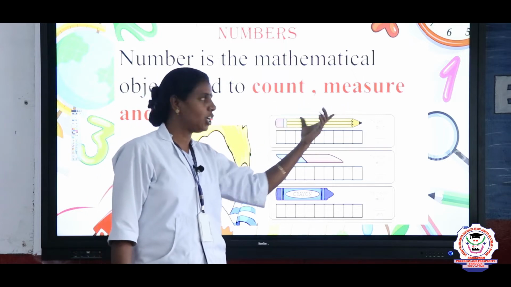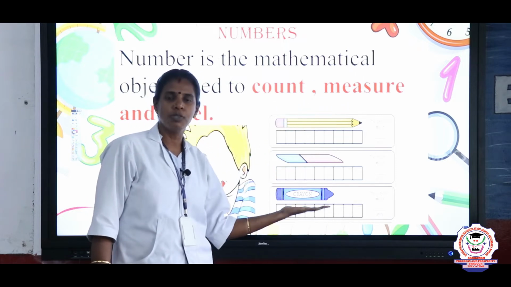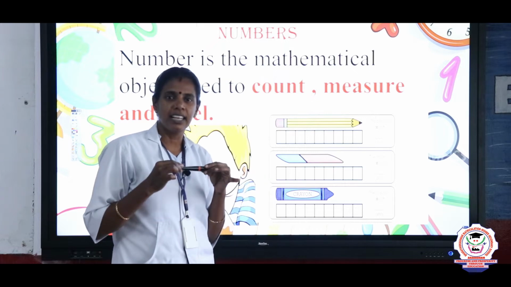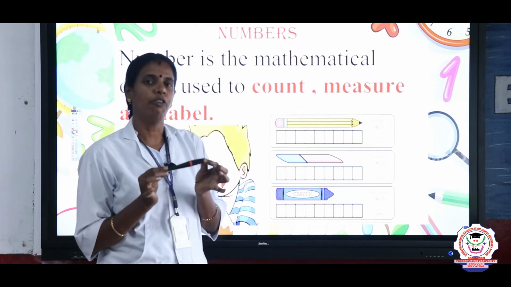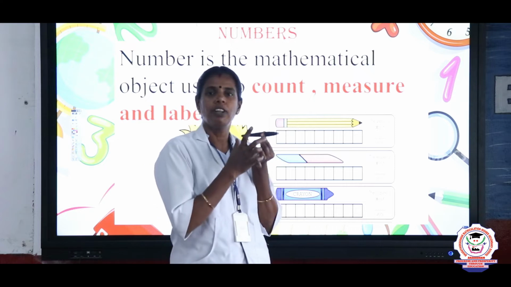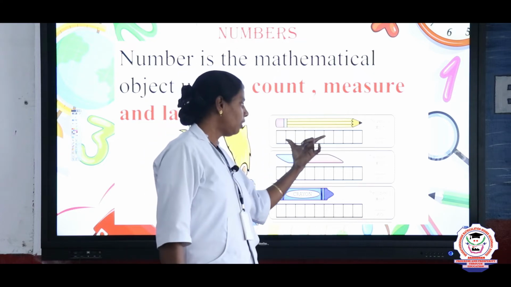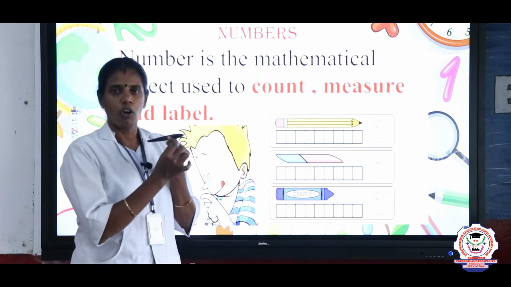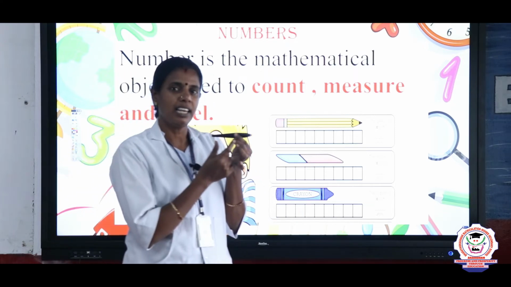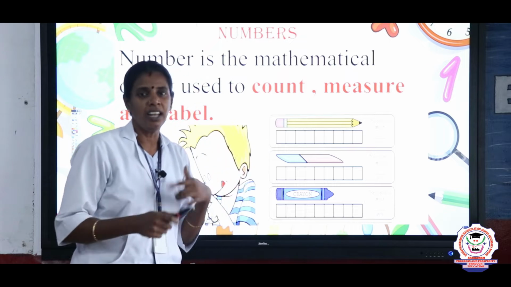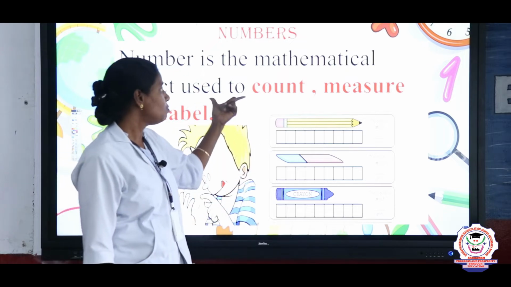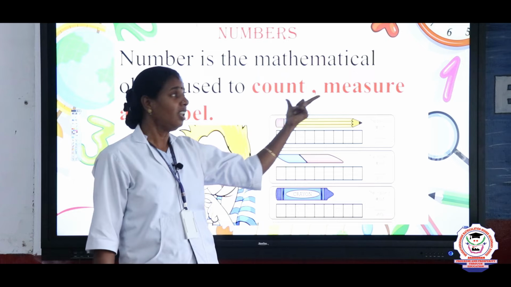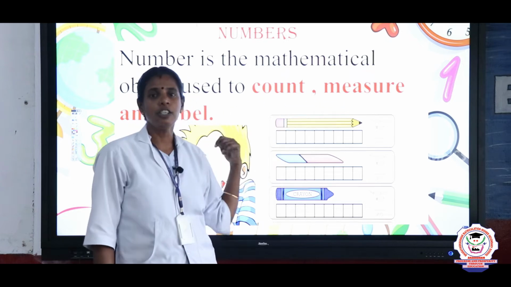What is the purpose of measuring? We can measure any object or anything and we can say the measurement of each object. For example, what is the measurement of the pen? What is the measurement of the pencil or crayon? Like this, we will use to measure the object and we can give the answer in 3 centimeter, 5 centimeter in numbers, right? Likewise, we are using numbers to count, measure and to label.